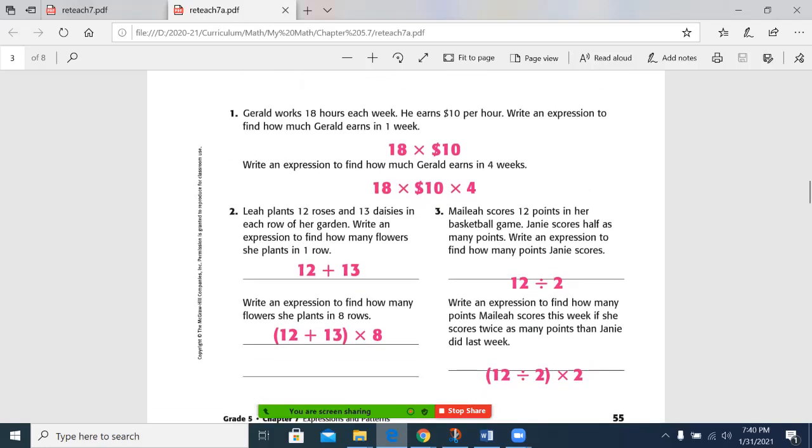And then number 3, Malaya scores 12 points in her basketball game. Janie scores half as many points. Write an expression to find out how many points Janie scores. Well, half of means 12 divided by 2. And then find out how many points Malaya scores this week if she scores twice as many points as Janie did last week. So we go 12 divided by 2 times 2. Odd problem in its own right.